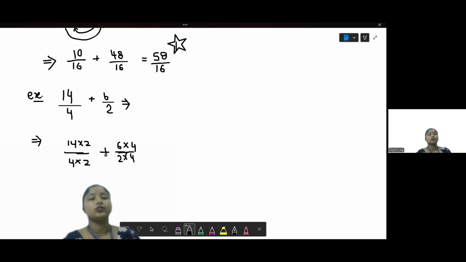Now what you need to do, you just need to find the right answer. So 14 times 2 is 28 and 4 times 2 is 8. Also, 6 times 4 is 24 and 4 times 2 is 8. Now you just need to add these in the simple process, with the help of a like fraction, like how you add a like fraction.